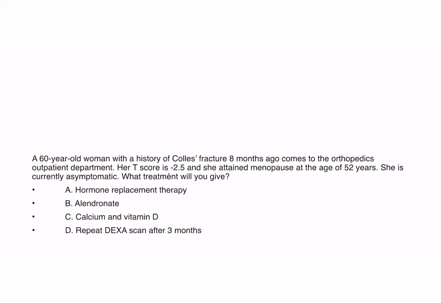So again, a question from Colles fracture, which says eight months ago the patient had a Colles fracture. History of Colles fracture eight months ago. She comes to the orthopedic department. Her T score is minus 2.5. So although this question starts as a Colles fracture, this is actually testing your knowledge about osteoporosis. A 60-year-old woman, so postmenopausal, she attained menopause. It's a postmenopausal woman with a T score of minus 2.5. So she is a postmenopausal osteoporotic woman, right? She is currently asymptomatic. What treatment will you give? I don't want another osteoporotic fracture.